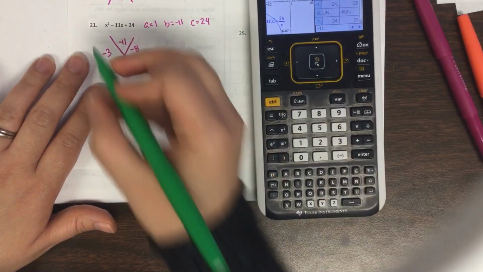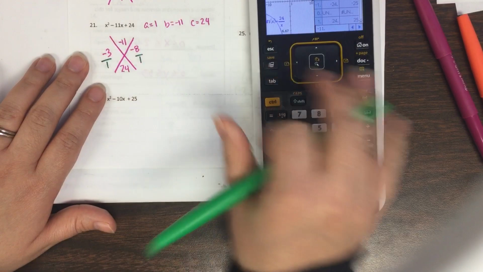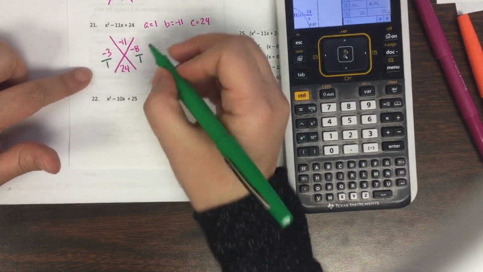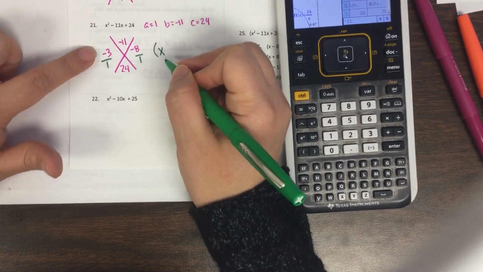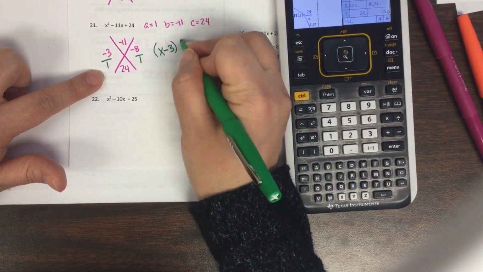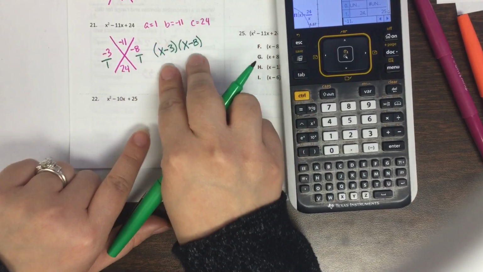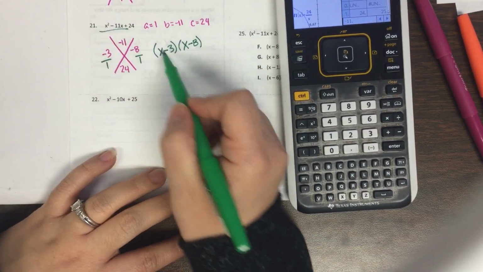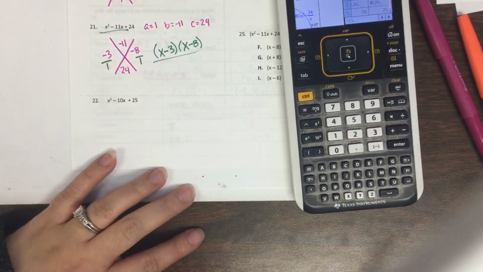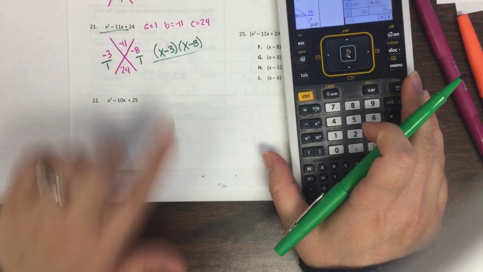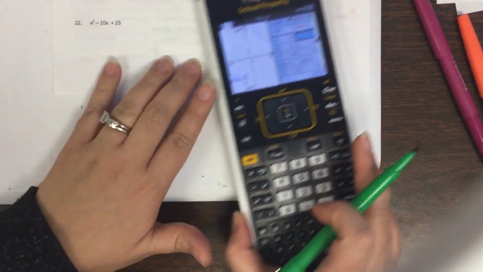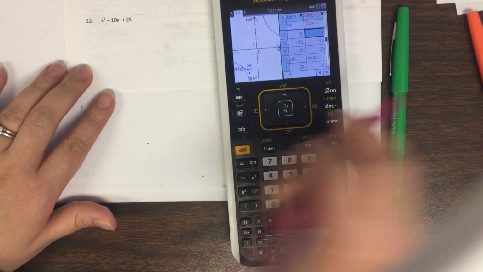Remember to always, always, always go back and divide by the A value. So here, negative 3 divided by 1 is still negative 3. Negative 8 divided by 1 is still negative 8. These are my factors. You could also graph them again to make sure that your answer is correct. Okay. 22.